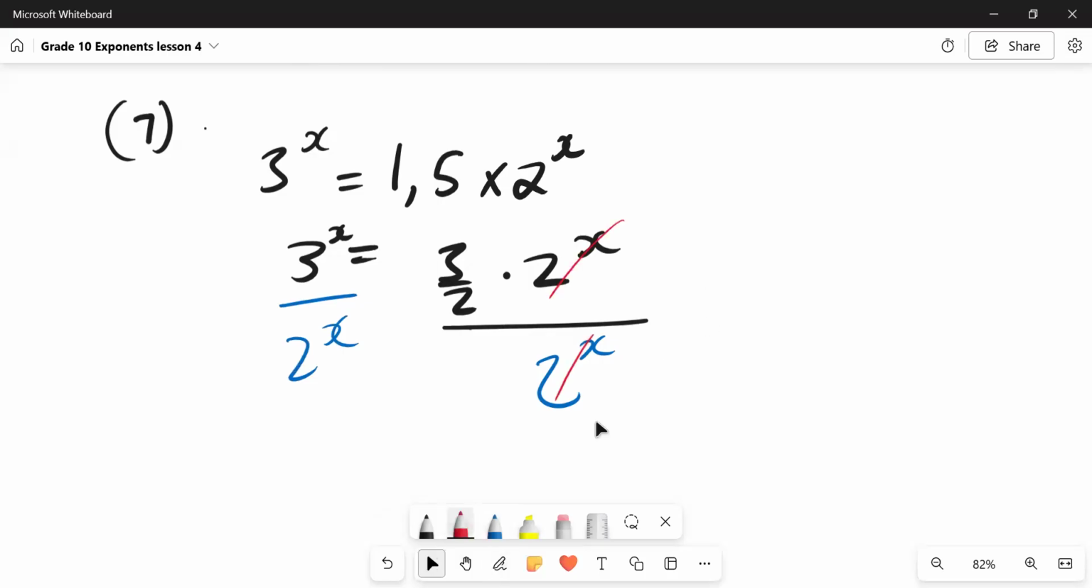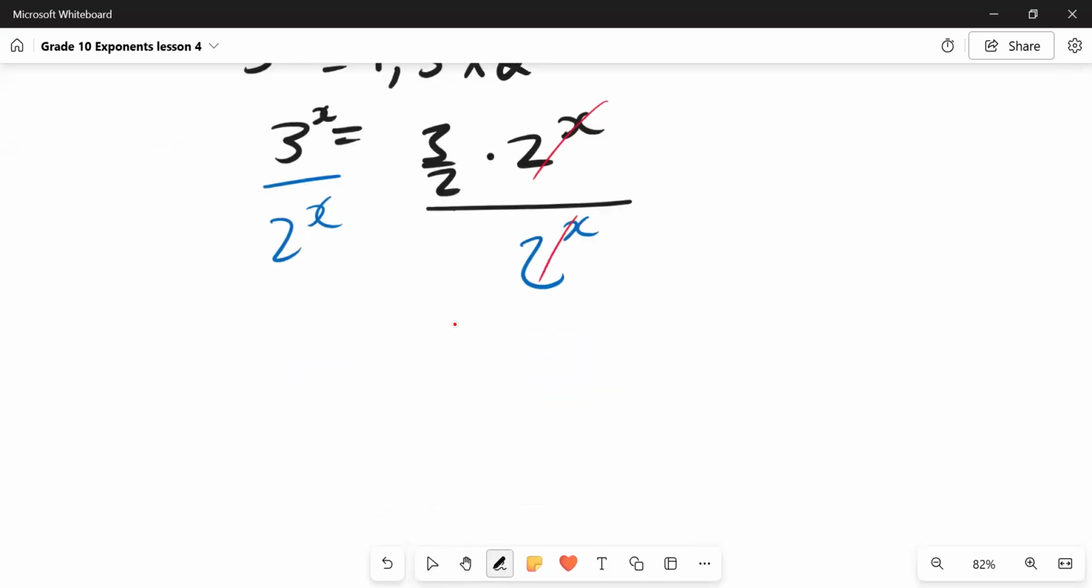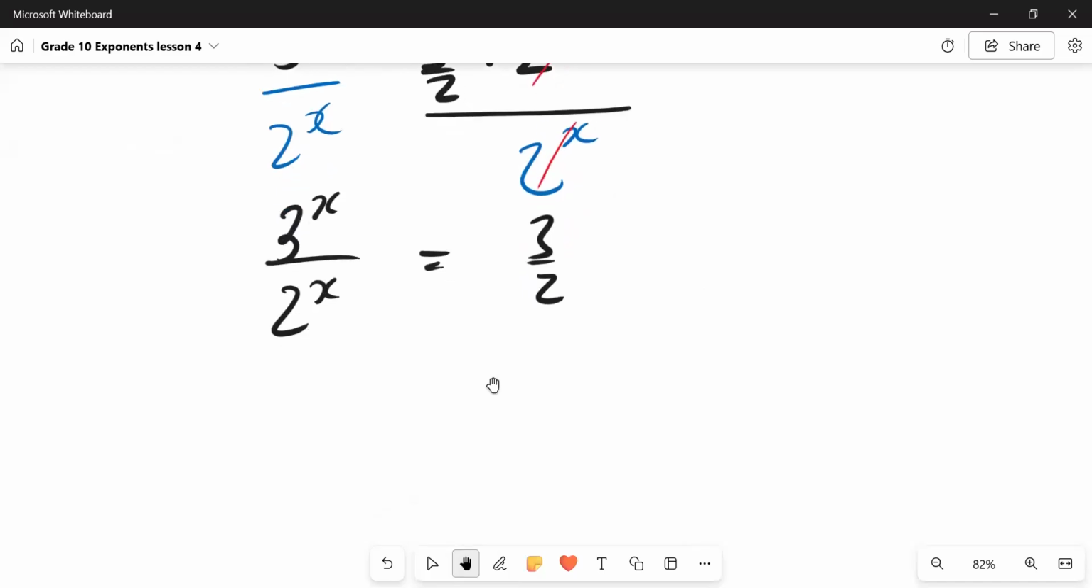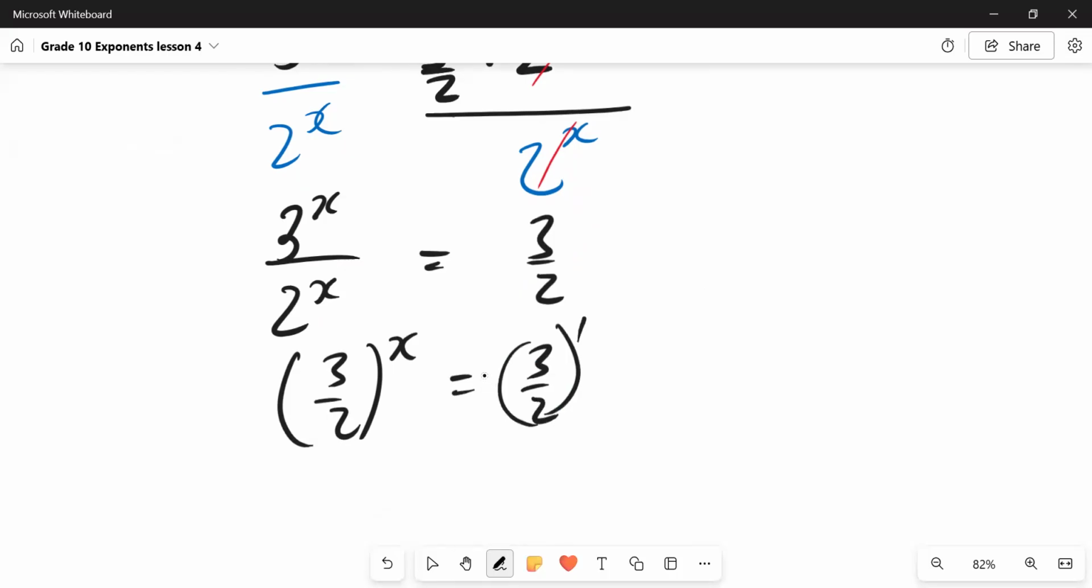These two, they cancel. Now you're left with your 3 to the power of x over 2 to the power of x equals 3 over 2. Can you see now we are getting somewhere? Now, this is 3 over 2 to the power of x. And then from here, you have your 3 over 2 to the power of 1 there. Same bases, drop down exponent. x is equal to 1. And then we're done. I hope it makes sense.